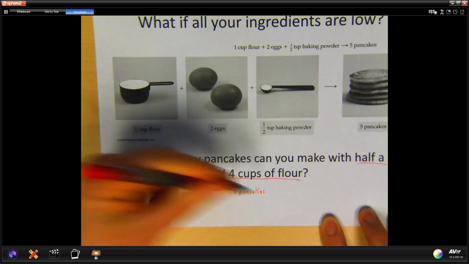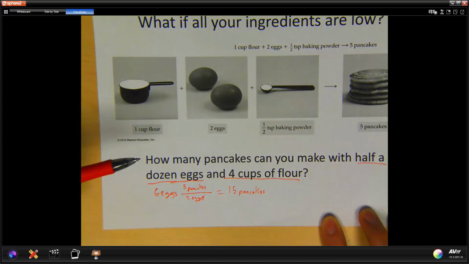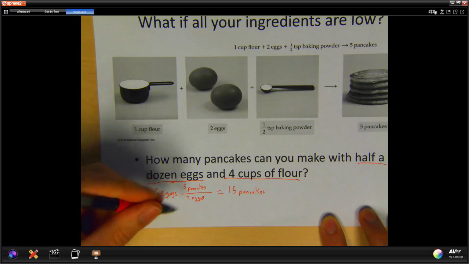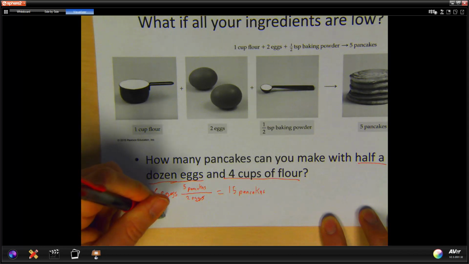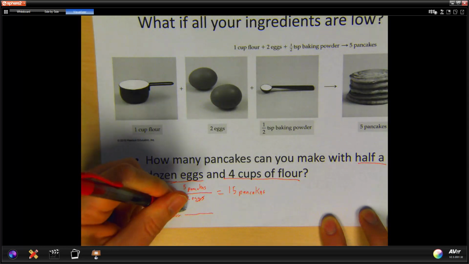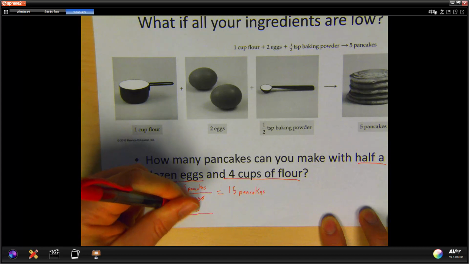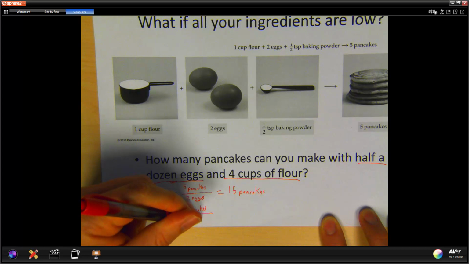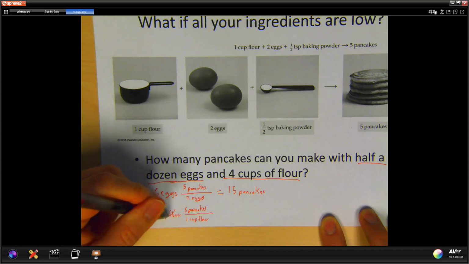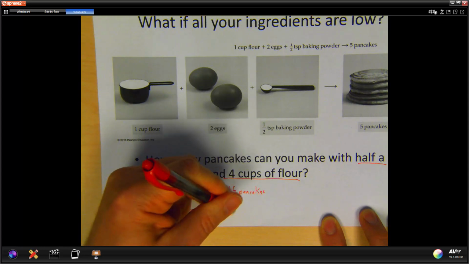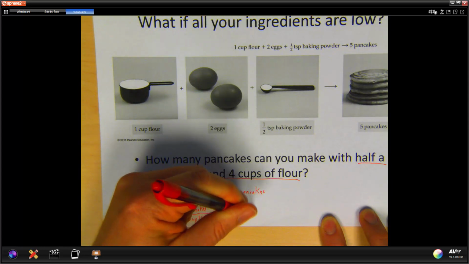So if all we were given in the question is how many pancakes can you make with 6 eggs, the answer would be 15. We are also given this information on cups of flour, so let's look at that. So we have 4 cups of flour, and we know from the recipe that we can make 5 pancakes if we have 1 cup of flour. So we use that information. The cups of flour cancel. 4 times 5 divided by 1 is then going to give us 20 pancakes.